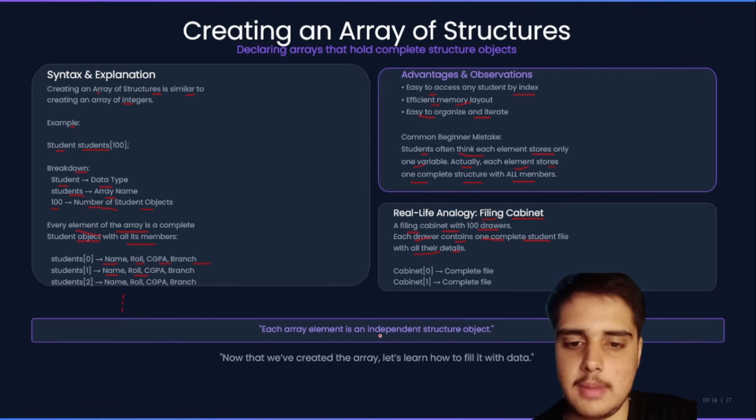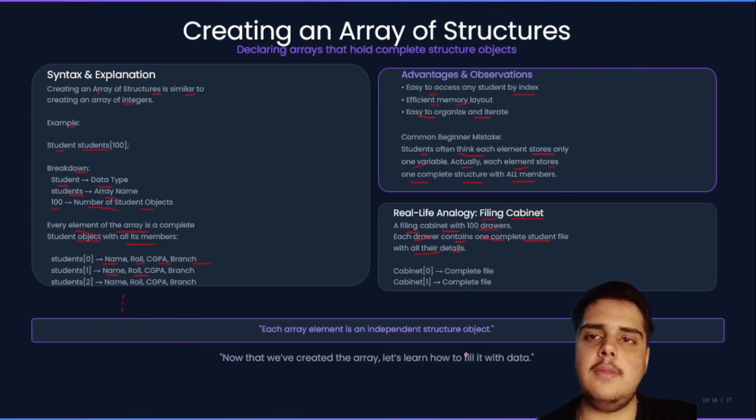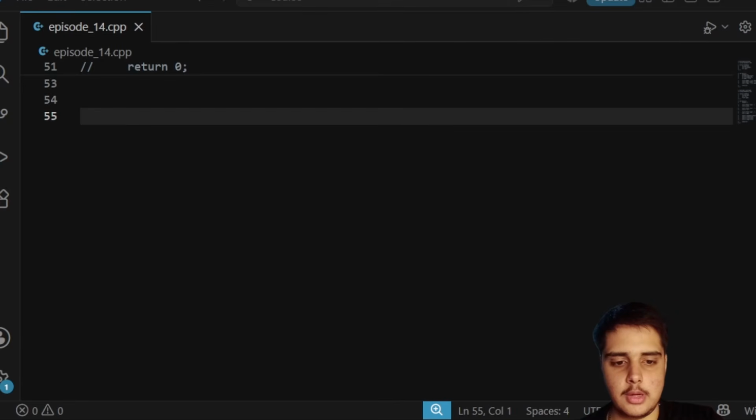So each element is an independent structure object. Now that we have learned and created the array of structures, let's learn how to fill it with data. So coming back to VS Code, and I will explain all of it to you on VS Code.